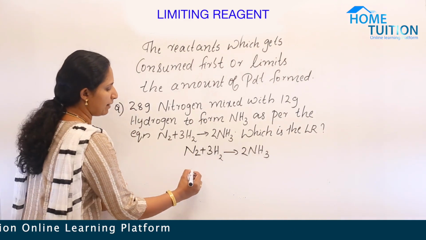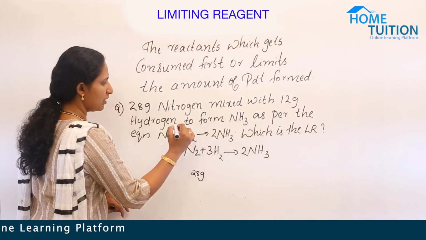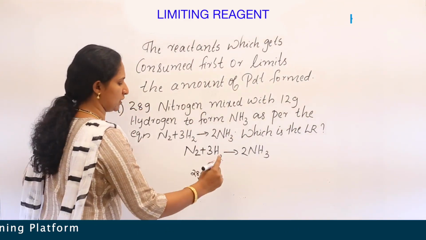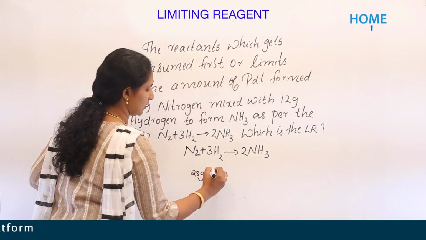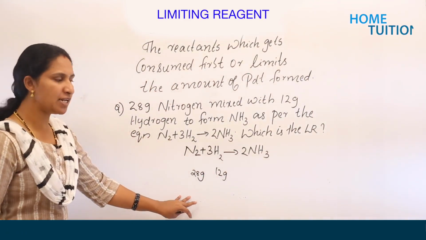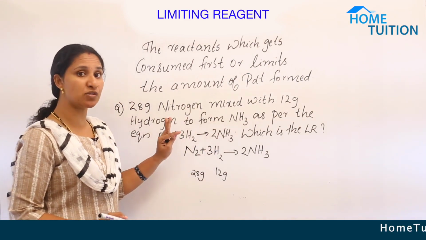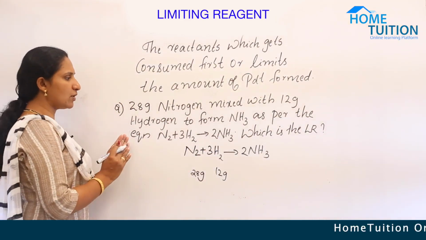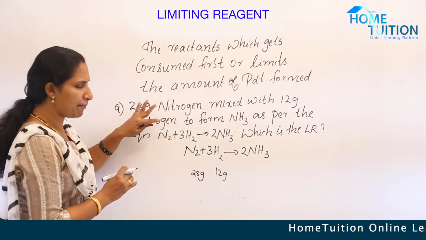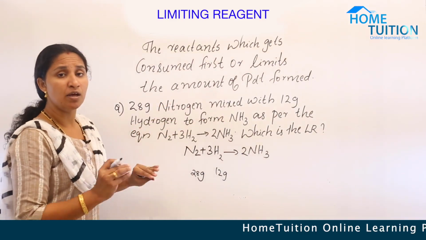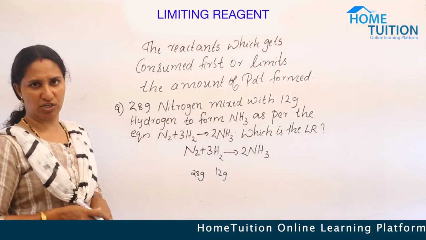According to the question, 28 gram nitrogen is there and 12 gram hydrogen is there. And here our question is, according to this amount of nitrogen and hydrogen, which one is the limiting reagent?